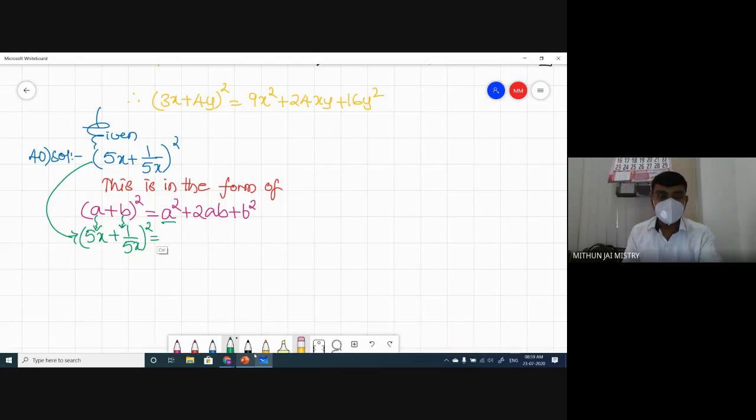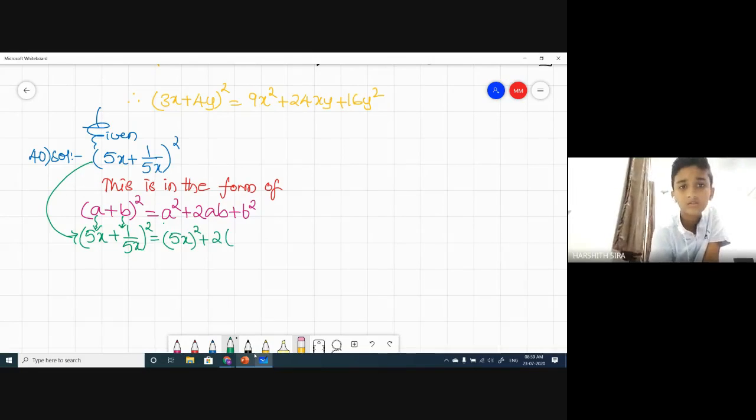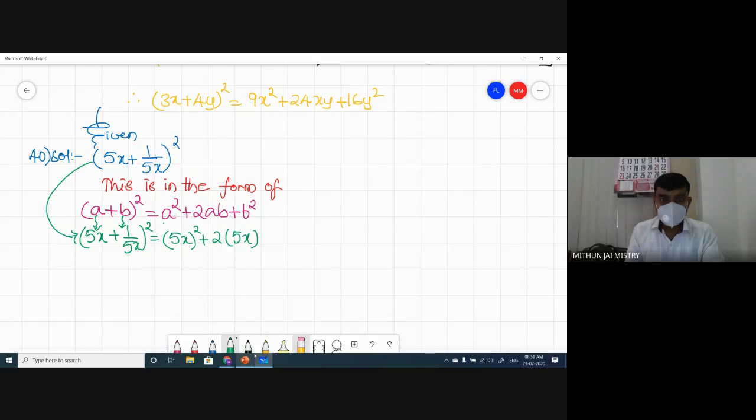So we got a here. Very first we got a here, so I'm going to replace it with 5x. So a will be written here as 5x. But please don't forget to keep the whole square. Plus 2 into a, a is 5x, into 1 by 5x, that is b, plus b square, 1 by 5x whole square.